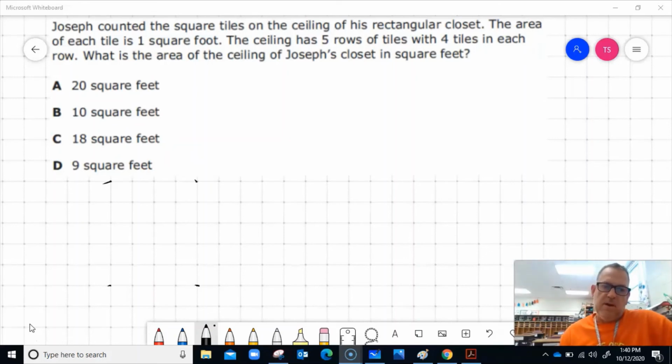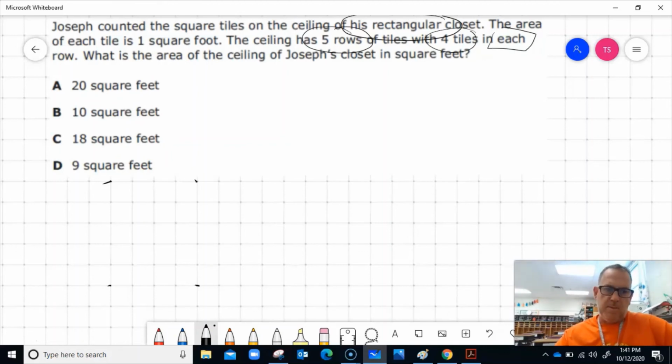So first of all, let's think about what shape are they talking about here? Yes, it's a rectangular. It's a rectangle we're talking about. Okay, and it says there's a rectangle, but I don't see a picture of a rectangle. What should we do in this problem? Okay, well, let's go ahead and look real quick. I see 5 rows of tiles with 4 tiles in each row.